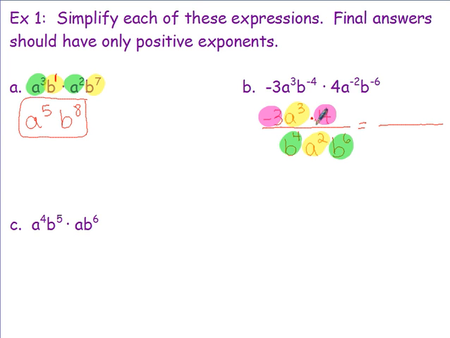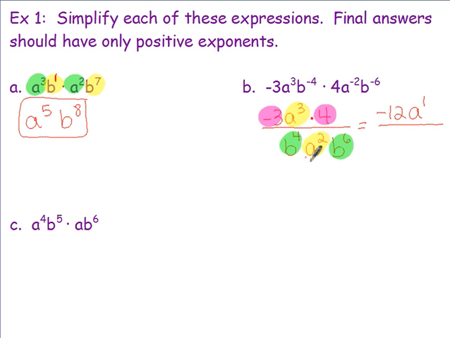Negative 3 times 4 makes negative 12. It stays on the top. Let's look at the A's. These 2 are subtracted because they're on top and bottom. The larger amount, 3, take away the smaller amount, 2, leaves me with 1A. The larger amount's on the top. The 1A is on the top.